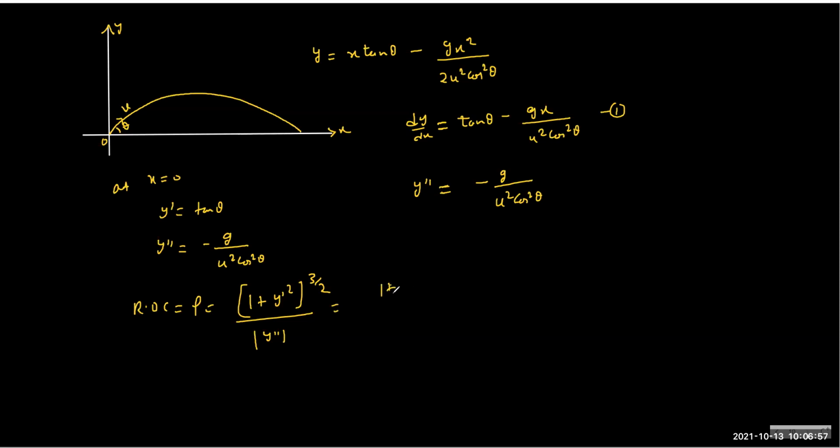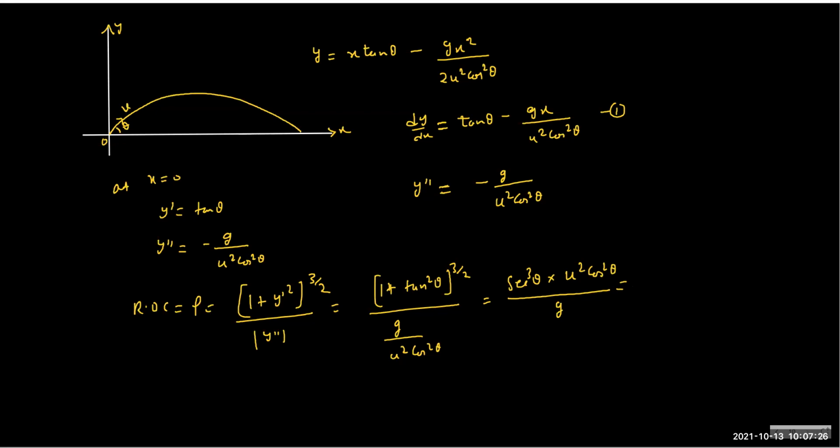So 1 plus y dash square is 1 plus tan square theta, which is nothing but sec square theta. This is divided by g upon u square cos square theta. So this becomes sec cube theta into u square cos square theta by g. This turns out to be u square by g cos theta, which is exactly the same answer as we got earlier, but now using the mathematical function.